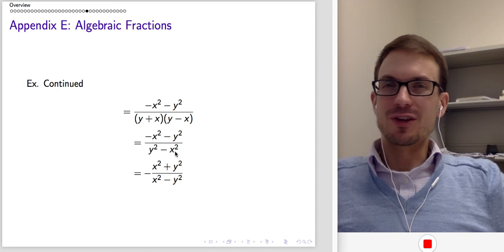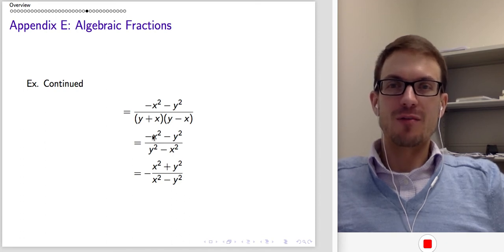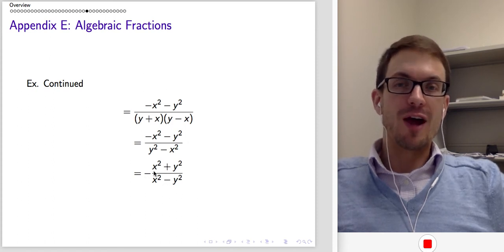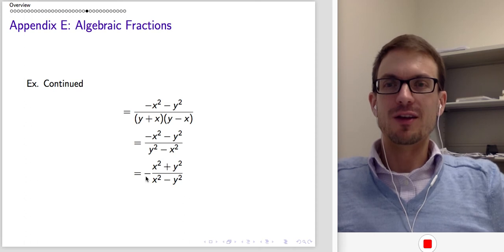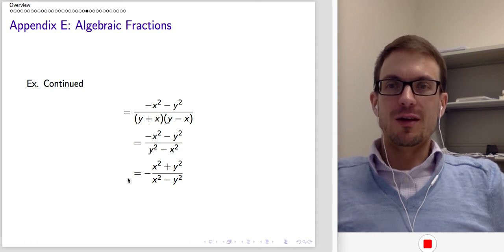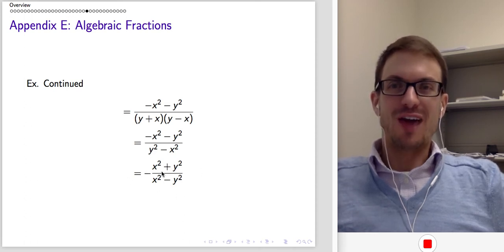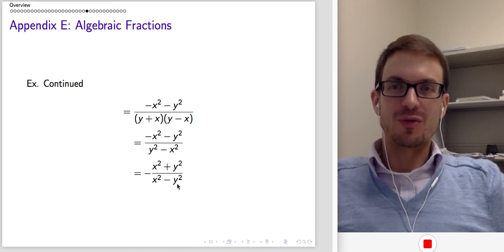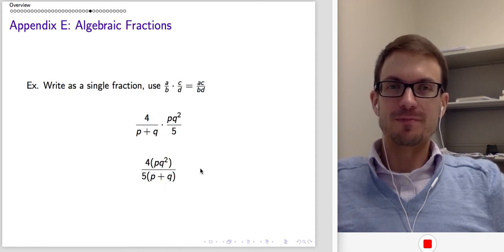And then we can make this look a little prettier by factoring out a minus from the numerator. And then we'll have a minus x squared plus y squared divided by x squared minus y squared. Well, the minus is for the whole fraction, of course. It's not exactly how I said it. Negative the fraction x squared plus y squared divided by x squared minus y squared.